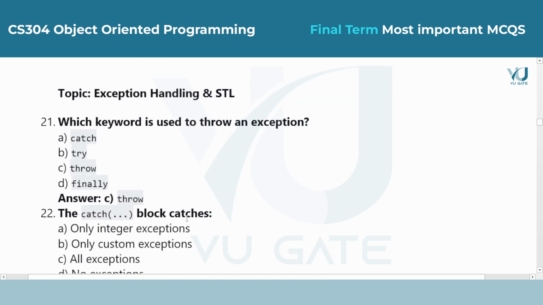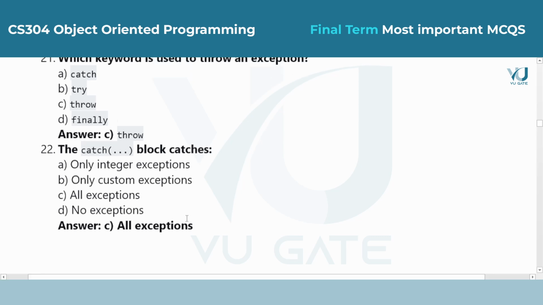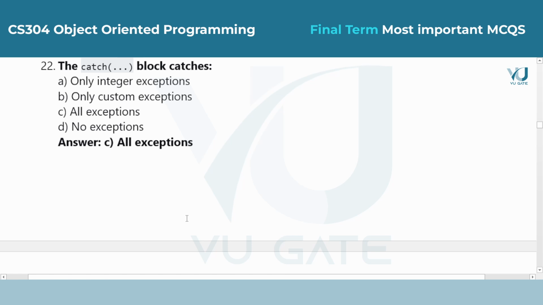Topic 5. Exception handling and STL. Q21. Which keyword is used to throw an exception? Answer: C. Throw. Explanation: The throw keyword is used to signal the occurrence of an error or an exceptional condition during program execution. Q22. The catch block catches. Answer: C. All exceptions. Explanation: A catch block with three dots is known as a catch-all handler. It intercepts any type of exception thrown.